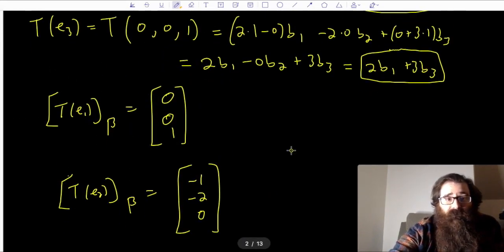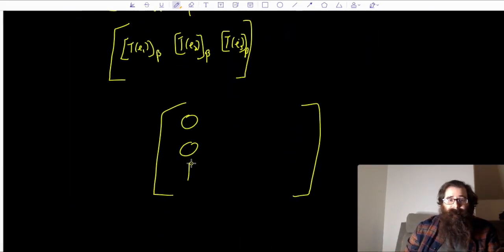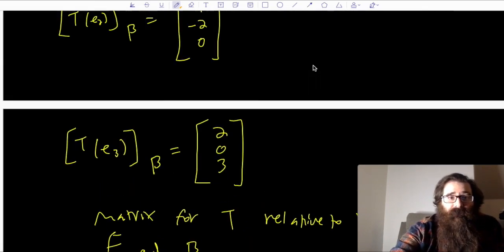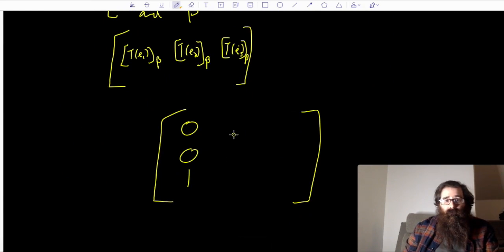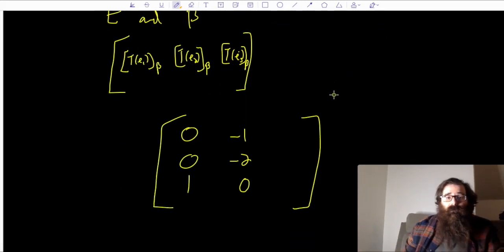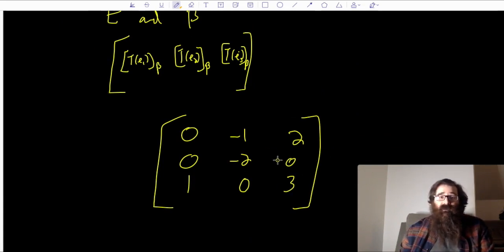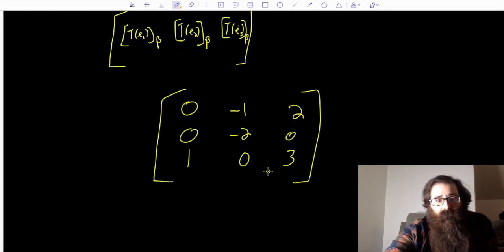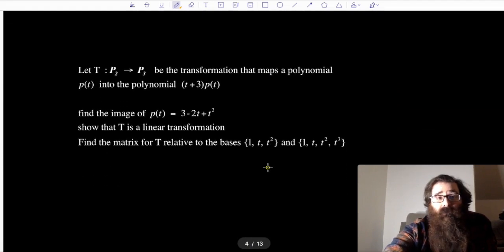So my first column vector is 0, 0, 1. My second column vector is going to be negative 1, negative 2, 0. And my third column vector is going to be 2, 0, 3. And this is going to take something right from that standard basis and bring it into that new basis beta. So that's my matrix for T relative to the bases. Let's take a look at another example.